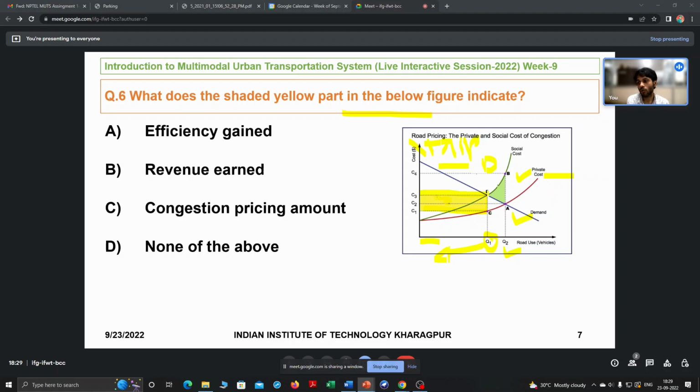So now, because I have introduced a toll system, whatever my revenue earned is this C3 minus C1, right? So it is not efficiency, but it is the revenue earned.